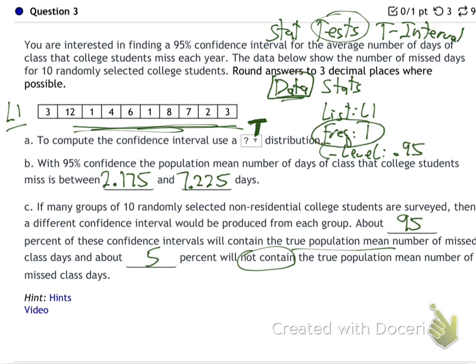Stats, and then put in the L1, the 1 frequency, and the 0.95 is your C-level.